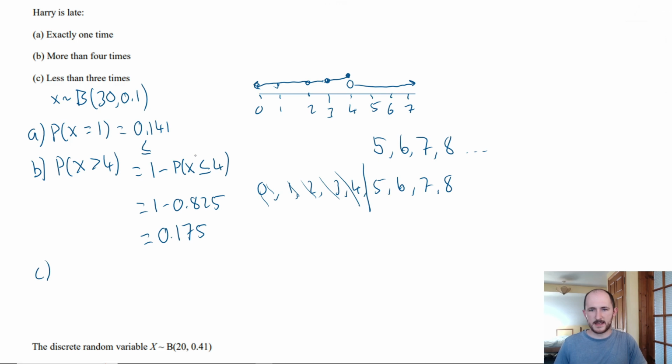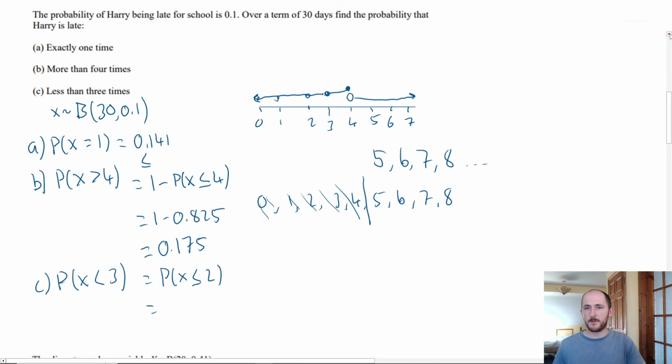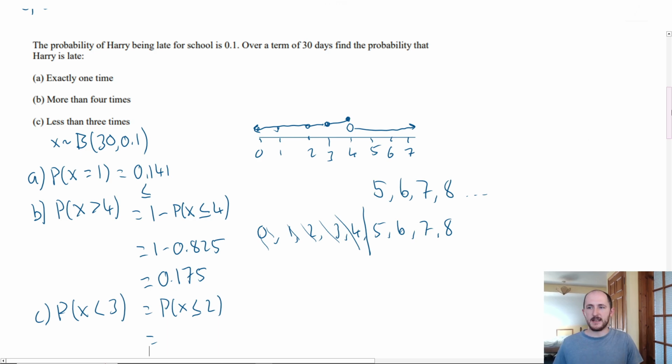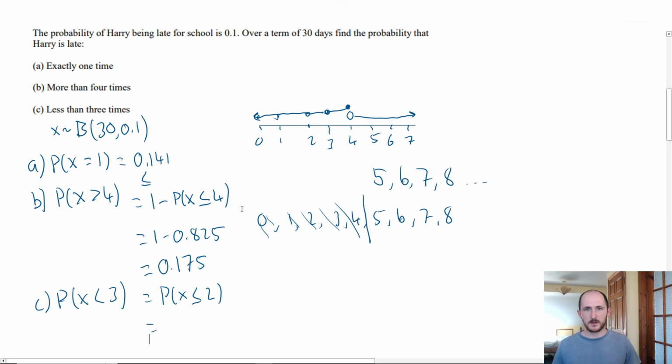And then for part C, it says less than 3 times. So that is actually a much easier one. So x is less than 3. That is going to be the probability that it's less than or equal to 2. Because remember, it's a discrete variable. Think about it. Can he be late 1.5 times, or 1.36 times, or 10.2451 times? No. If you count the number of lates, it's always going to be an integer.